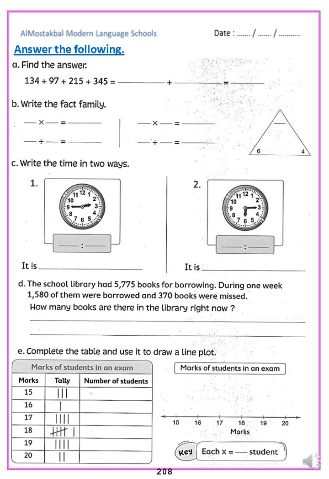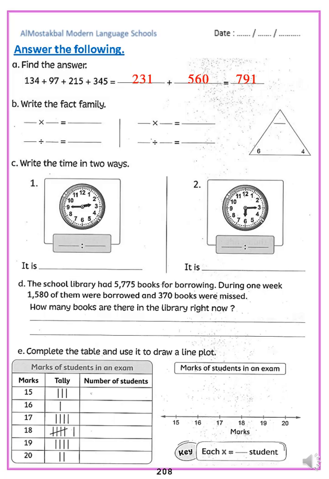Answer the following. First question, find the answer. 134 plus 97 plus 215 plus 345. First, add two numbers together. 134 plus 97 equals 231. 215 plus 345 equals 560. 231 plus 560 equals 791.